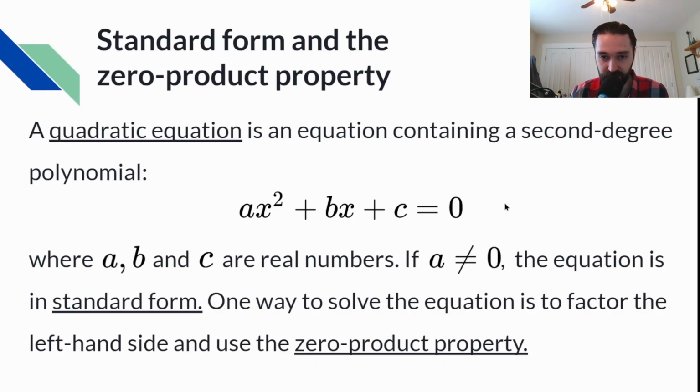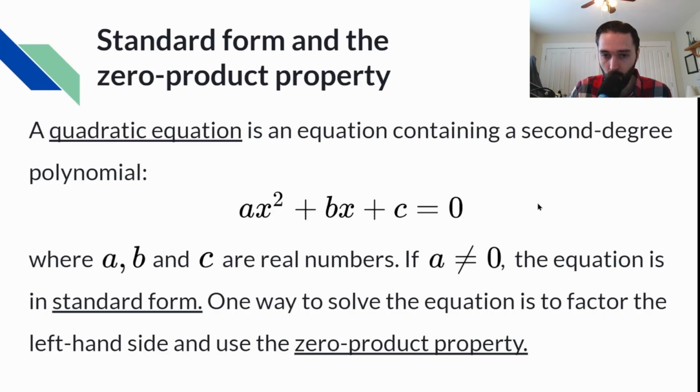Remember, in the video on linear equations, we talked about the difference between variables and parameters. In this case, a, b, and c are the parameters, and x is the variable. If a does not equal 0, the equation is in standard form. So it's a quadratic expression set equal to 0.